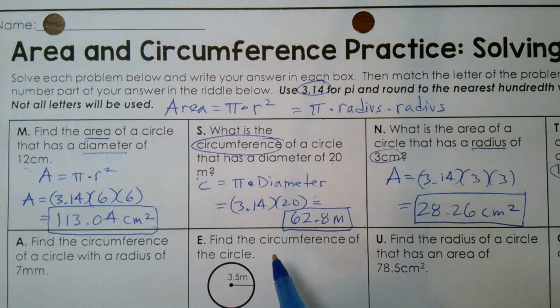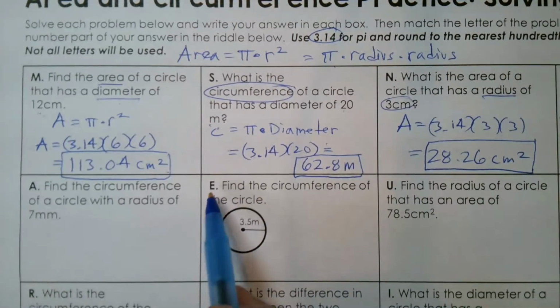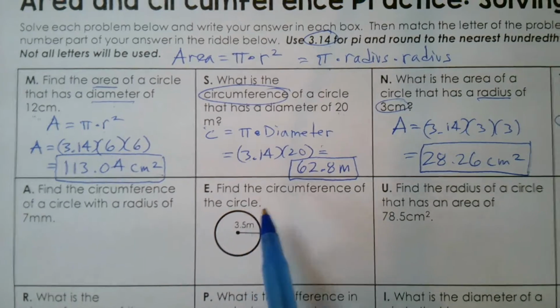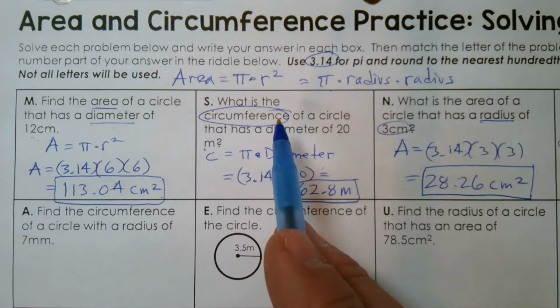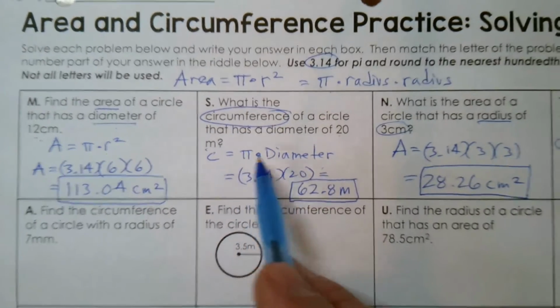As I do this, I'm going to use a couple questions. One is going to be E. So let's look at E. It says find the circumference of the circle. So up here, this question I had done earlier, circumference is always pi times diameter.